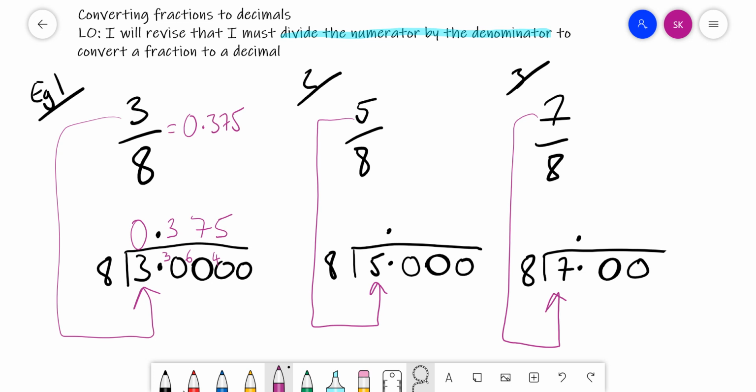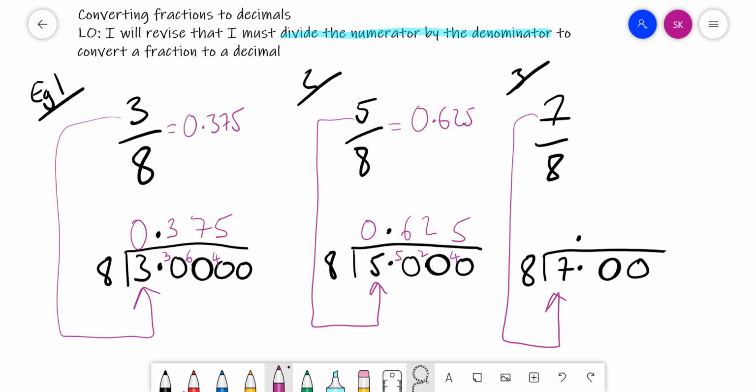8 into 5 goes 0 times, remainder of 5. 8 into 50 goes 6 times, remainder 2. 8 into 20 goes twice, remainder 4. And 8 into 40 goes 5 times again. That's done. There's no remainders.